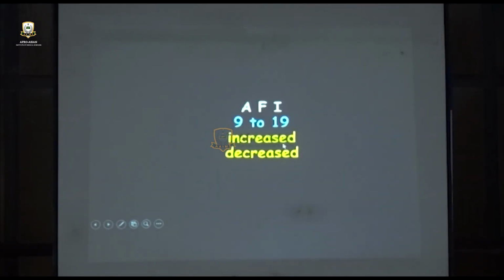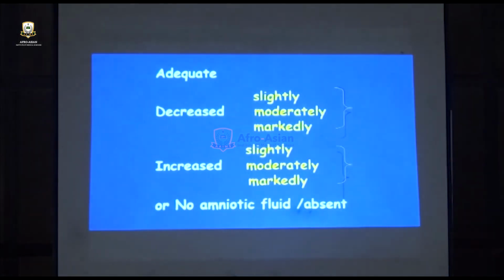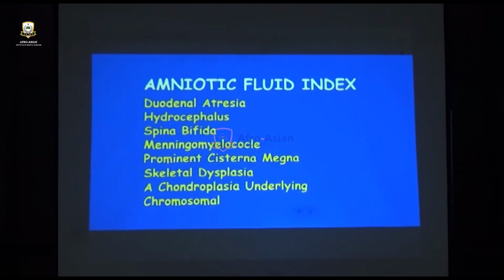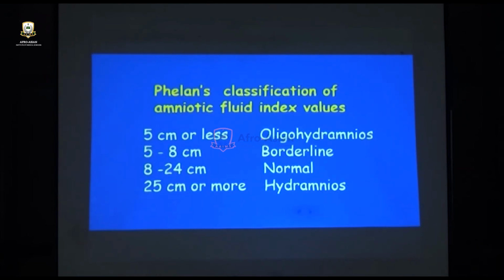AFI, I beg to disagree with Phelan's classification. I have done my modification and I've published that. 9 to 19 is normal. Increase or decrease are we looking for, and we talk about these terminologies: slightly decrease, moderately decrease, or markedly decrease, and so on and so forth. Why? Because we did a study, and I'm not going to waste your time on my study. Phelan's classification gives a bigger range because of the United States. They can be sued in the court for wrong diagnosis, and we have limited our range.